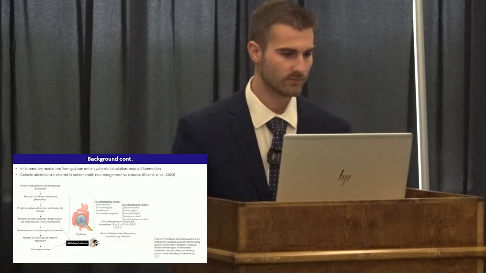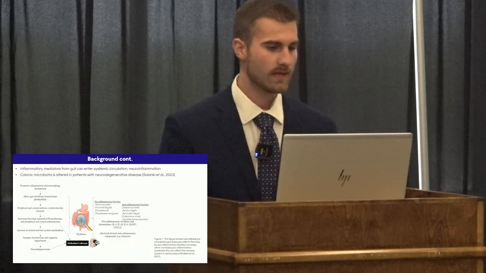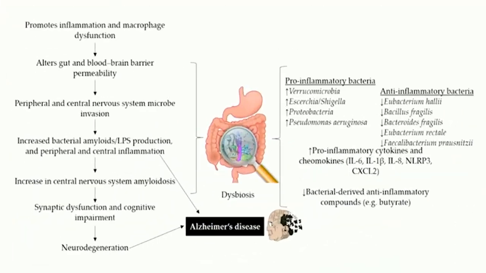So to continue with some background information, this diagram here shows on the left side, the list shows some effects of gut dysbiosis, which is where the microbiota in the gut get off, which would be like a gut infection. And then some of the inflammatory bacteria that are upregulated and anti-inflammatory bacteria that are downregulated during gut dysbiosis.